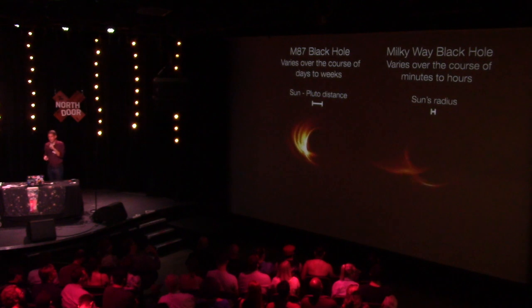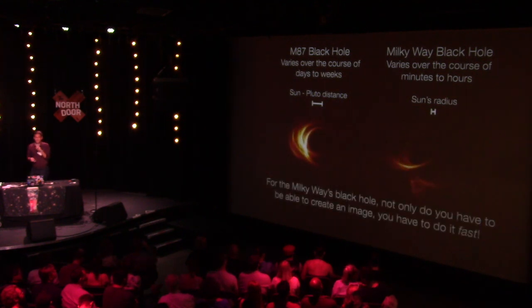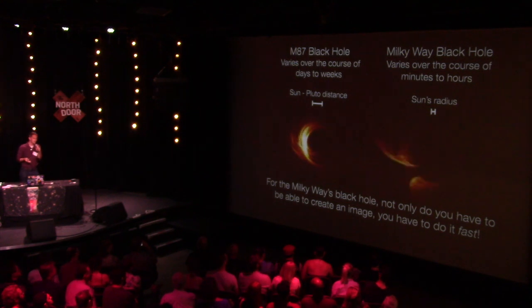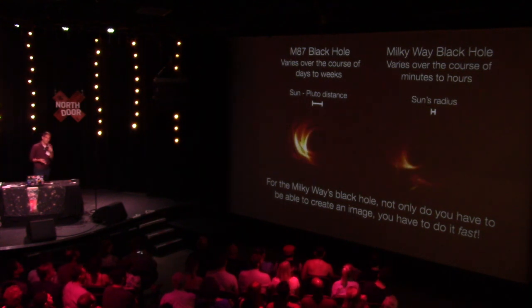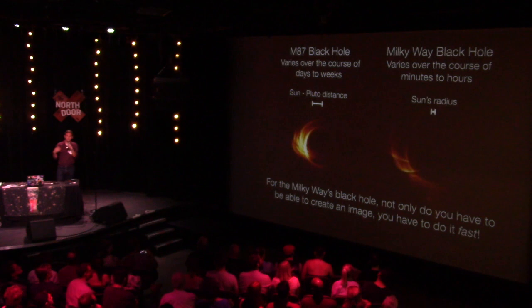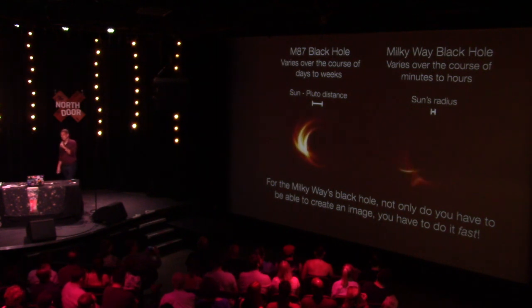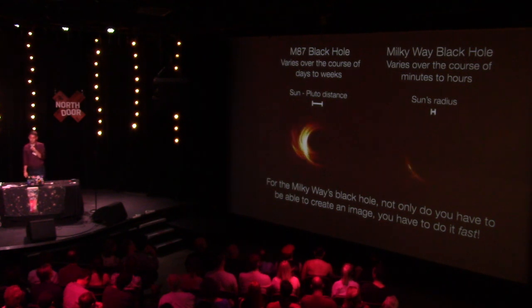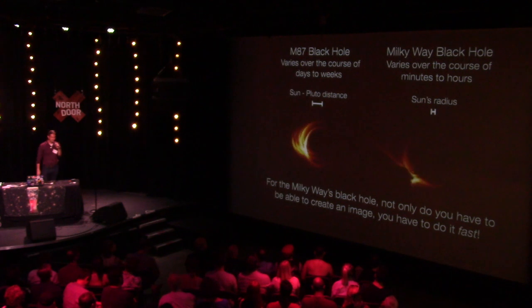And so the key is that for the Milky Way's black hole, you can't just make an image of it. You have to make an image of it very quickly, before it changes enough that you've washed out all of the information that you once had. And so that's taking a bit longer as far as the data processing goes. Everyone is extremely careful on this team, and so they definitely want to make sure that they're confident in the results they have before they announce a global press conference.